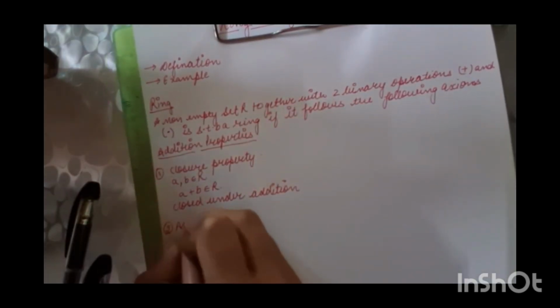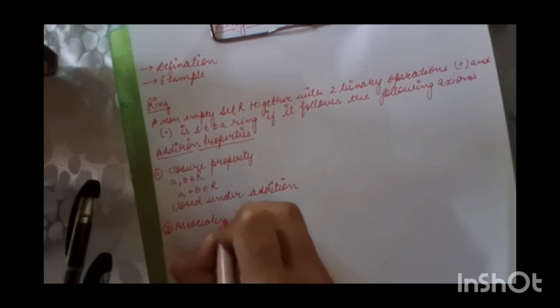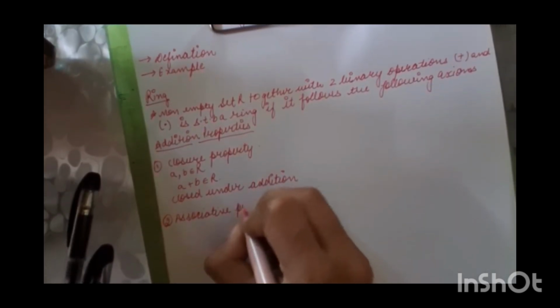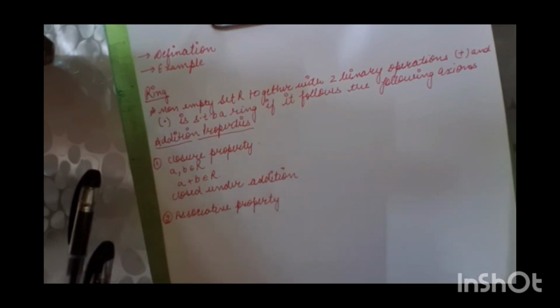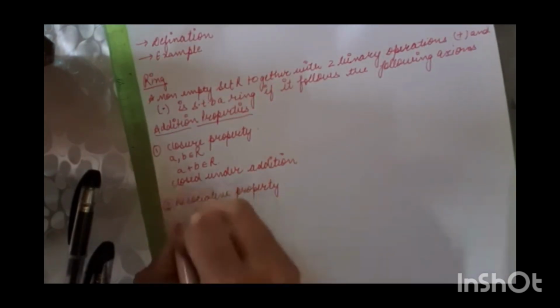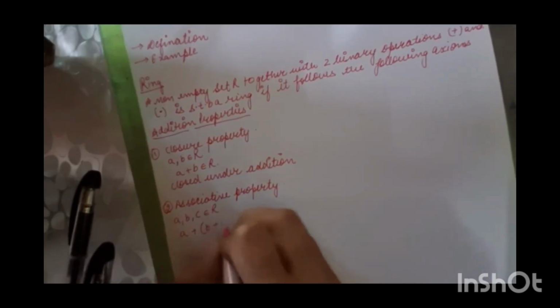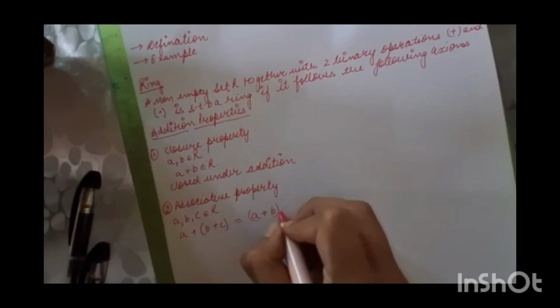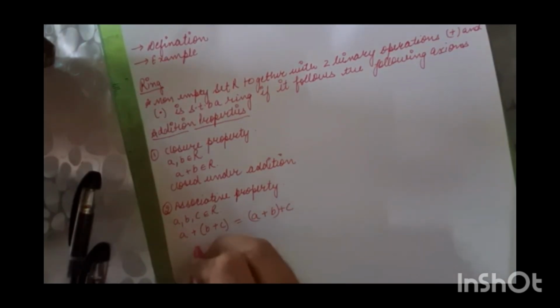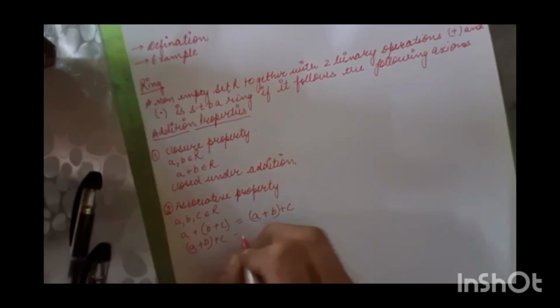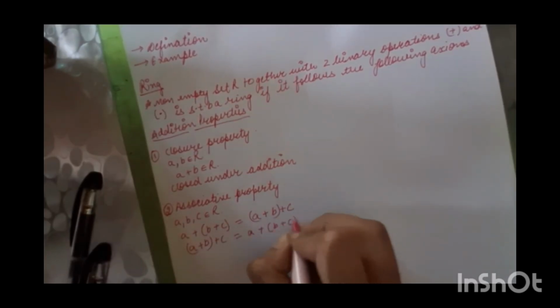What is the next property? This is the associative one. We take three elements, say a, b, c belonging to R. The property that it needs to satisfy is that a plus b, plus c, must be equal to a plus, b plus c. You can write it like this also. So we say that this property is satisfied.